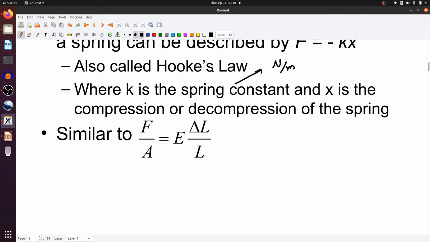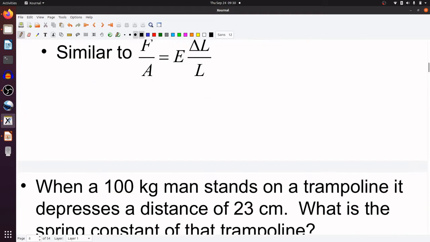You can see that it's similar to the setup of the tensile and shear and some of the other forces there. Whereas F over A, your pressure, is equal to E, your Young's modulus, delta L over L. Any of those, it's a very similar setup. So that's kind of interesting.